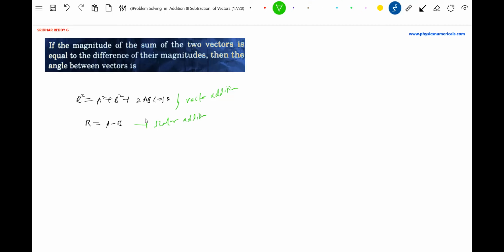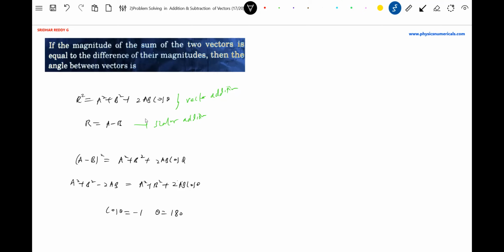Hope everyone is able to analyze. So let me substitute there. We'll see what we can get. A minus B whole square equal to A square plus B square plus 2AB cos theta. So this will become A square plus B square minus 2AB equals A square plus B square plus 2AB cos theta, so cos theta equal to minus 1, theta equal to 180 degrees.